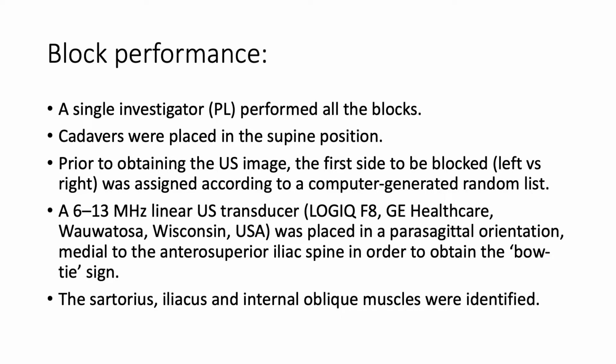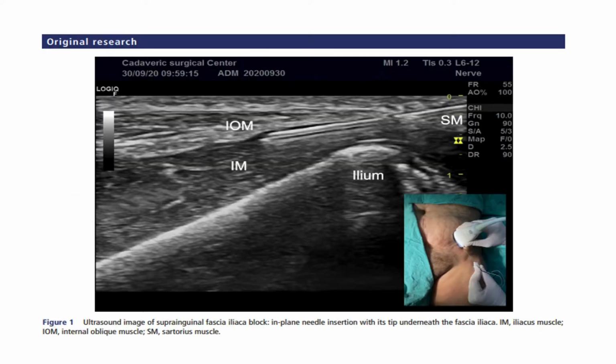Prior to obtaining the ultrasound image, the first site to be blocked, which was left or right, was assigned according to a computer-generated random list. So they used a linear ultrasound transducer in a parasagittal orientation, medial to the anterior-superior iliac spine, in order to obtain the bow tie sign. So they identified the sartorius, iliacus, and internal oblique muscles. So this is the image that they can see through the ultrasound by using this method.